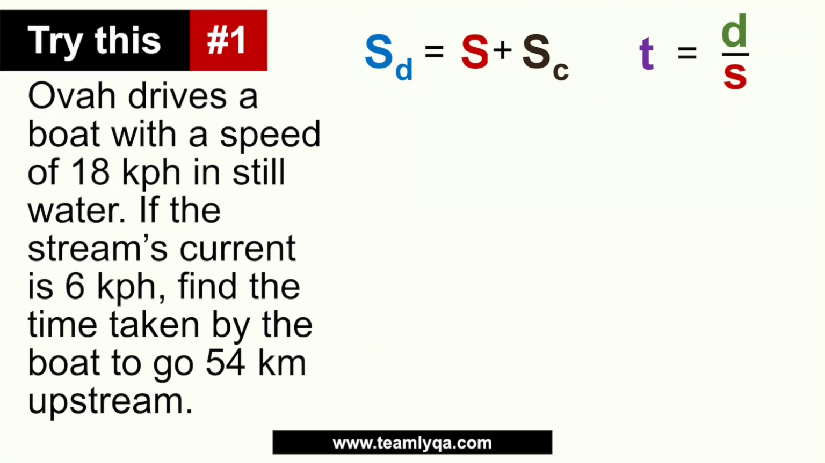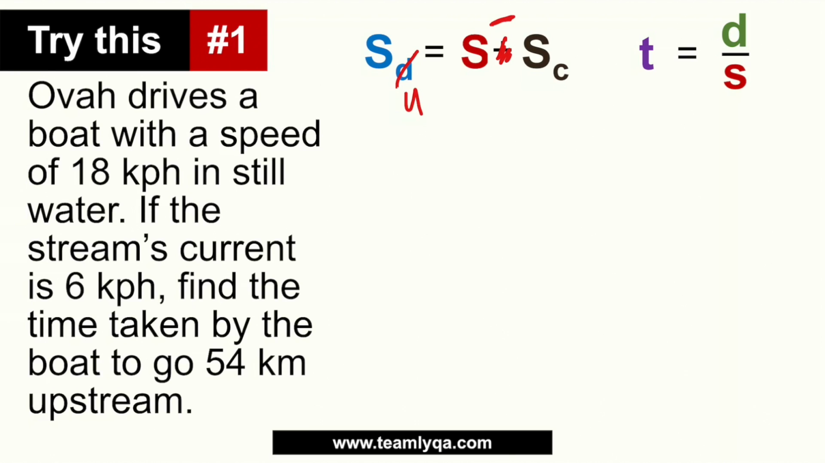Okay, so sabi dito, Ova drives a boat with a speed of 18 kilometers per hour in still water. If the stream's current is 6 kilometers per hour, find the time taken by the boat to go 54 kilometers upstream. So again, shout out kay Ova who sent yung name niya para gamitin natin dito. And again, gagamitin natin yung formula na ginamit natin this discussion, yung upstream. Kung downstream ay plus, ang upstream ay minus.